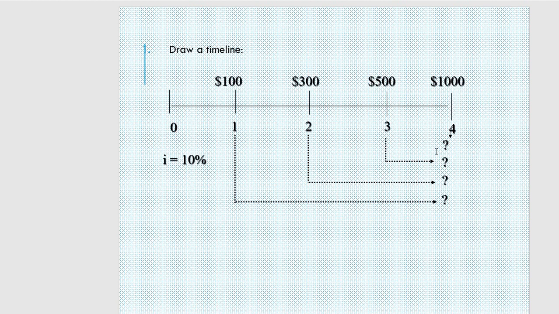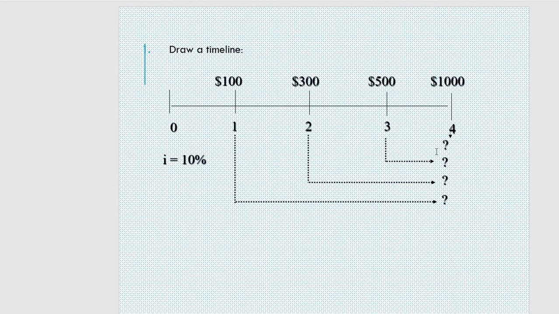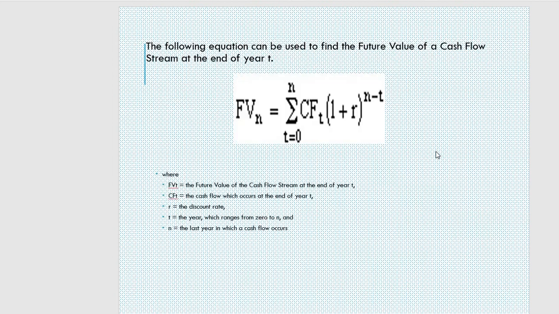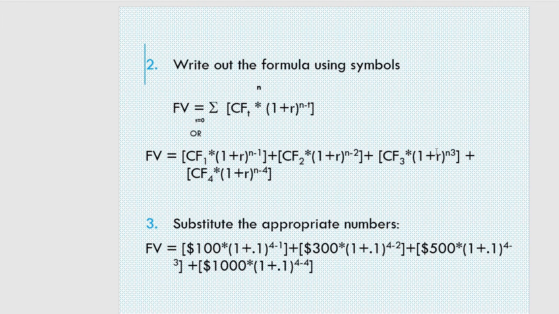So that's the timeline. So we now want to see what these amounts would be equal to in year 4. Now in year 4, if we then apply the formula, for each year it's CFt multiplied by 1 plus r to the power n minus t. So let's see.